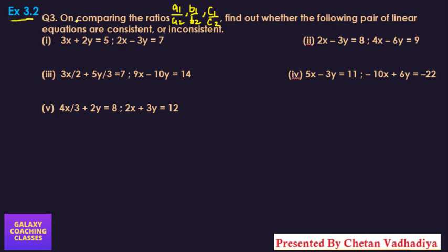We are going to solve this by comparing the ratios a1 upon a2, b1 upon b2 and c1 upon c2. Find out whether the following pair of linear equations are consistent or inconsistent. So we are going to solve this, but first I want to explain when you will get a consistent or inconsistent pair of linear equations, guys.